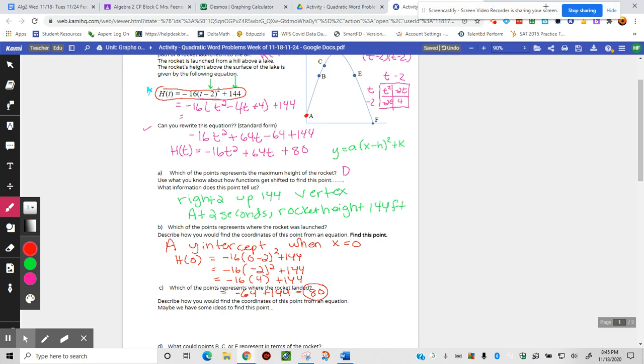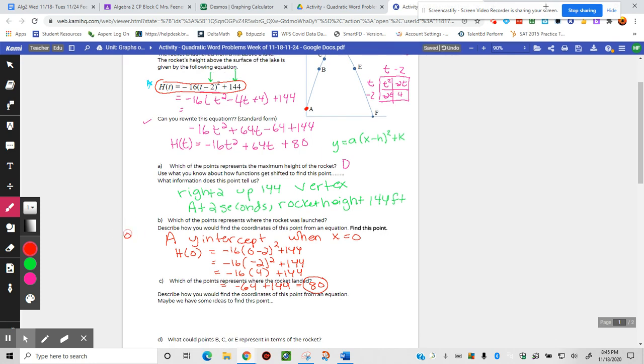Okay. So that means that at 0 seconds, the rocket had a height of 80 feet. That's its height. So that means that this rocket was not launched from the ground. It maybe was launched from a hill or from a platform, but it was launched from 80 feet off the ground.